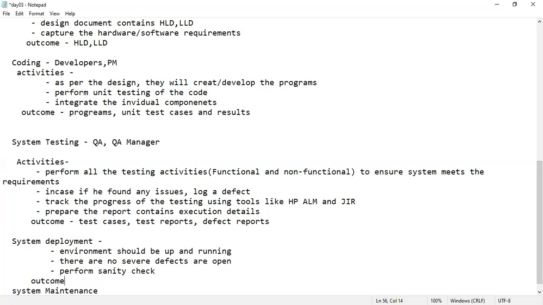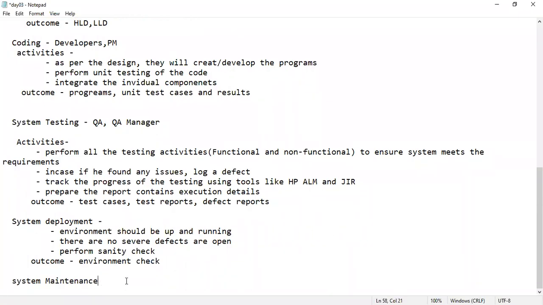What is the outcome? Environment check. Okay. Next, the last one, system maintenance. What is system maintenance? We will be conducting system maintenance when the product is deployed into production.